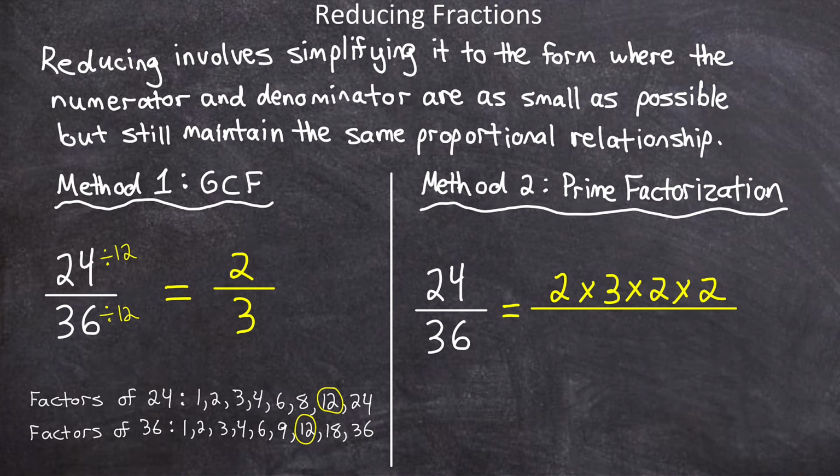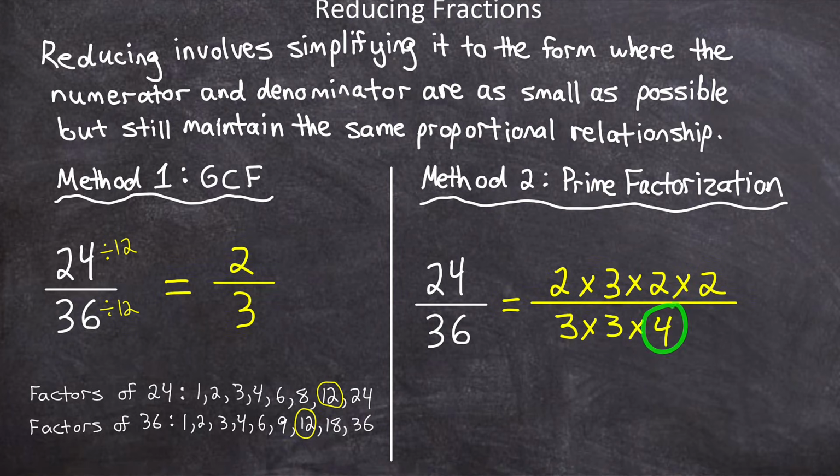I could start by writing 36 as a product of 3 and 12. 3 is prime, but 12 is not prime. So I'll break 12 up into a product of 3 and 4. And then 4 is not prime, so I'll break that into a product of 2 times 2. And here's the full prime factorization of 36.